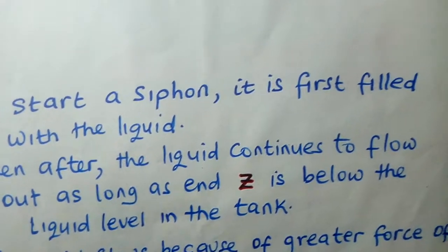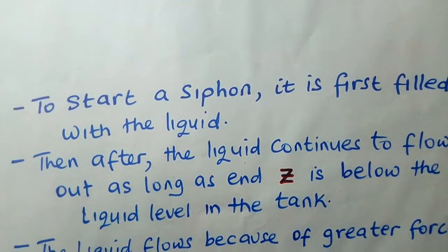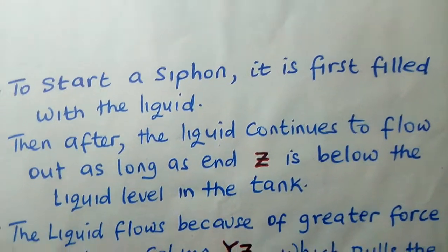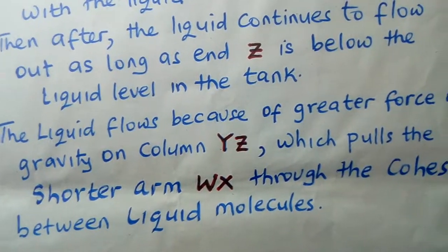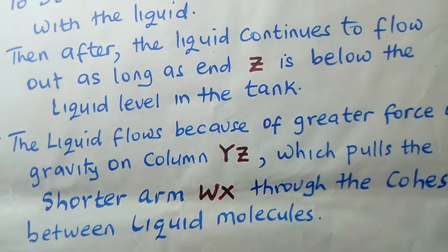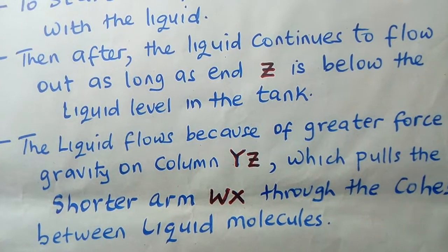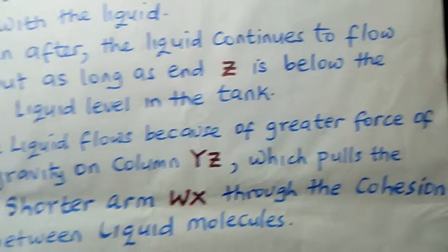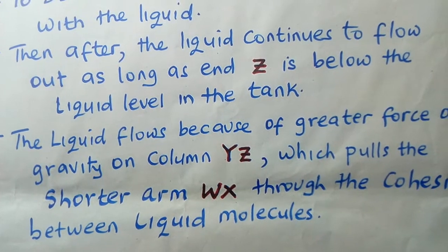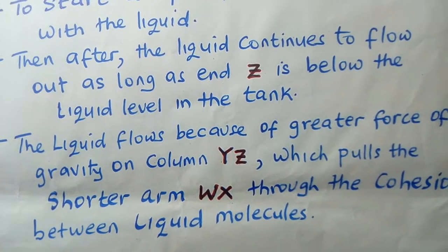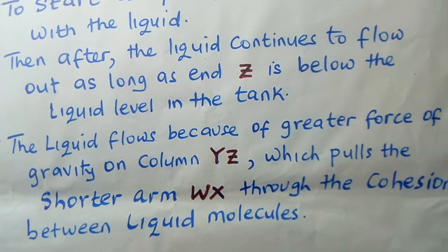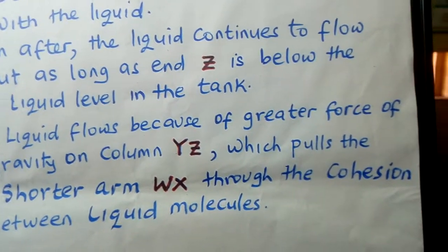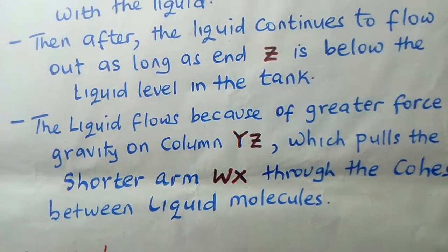Then after, the liquid continues by itself to flow out as long as the end Z is below the liquid level in the tank. So the liquid flows because of the greater force of gravity on the column YZ. That arm YZ is longer, so the force of gravity will be more there, which pulls the shorter arm WX. Because WX is short and the other one is long, the longer one will be pulling, through cohesion between the molecules.